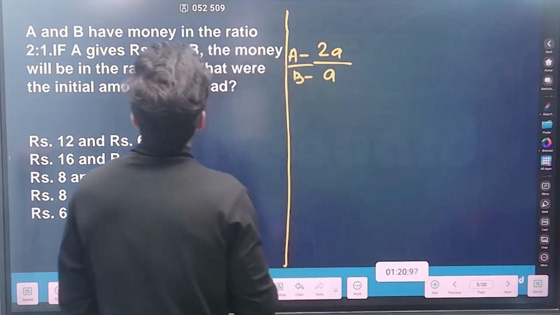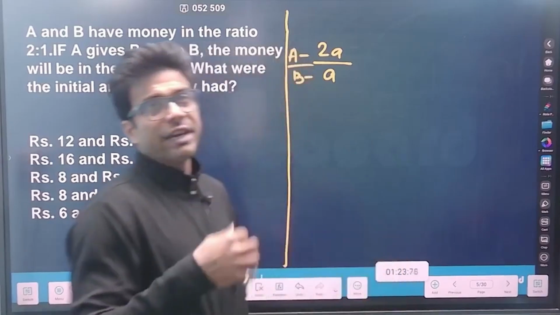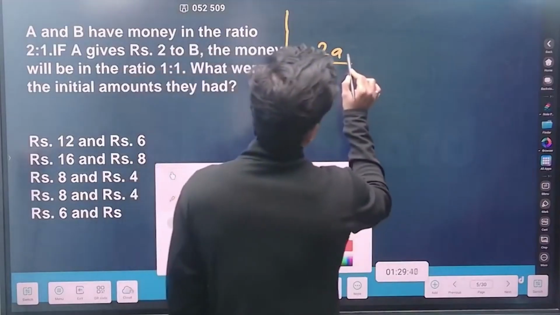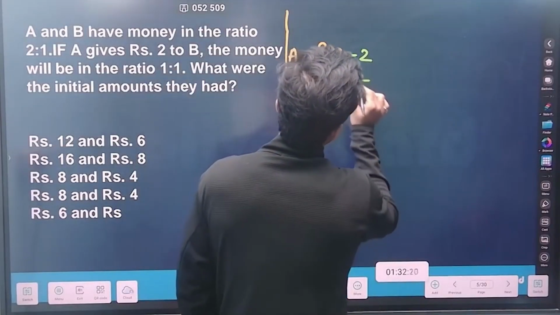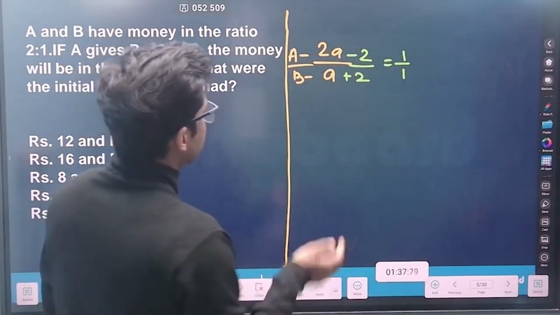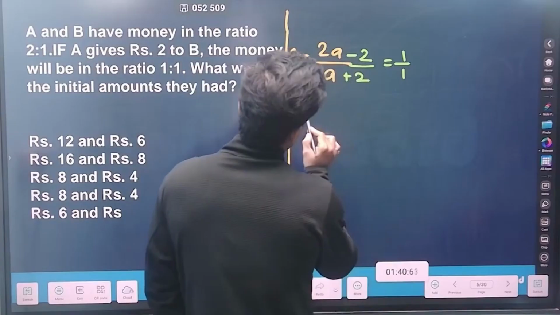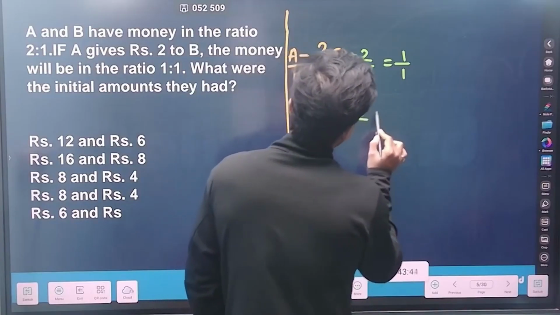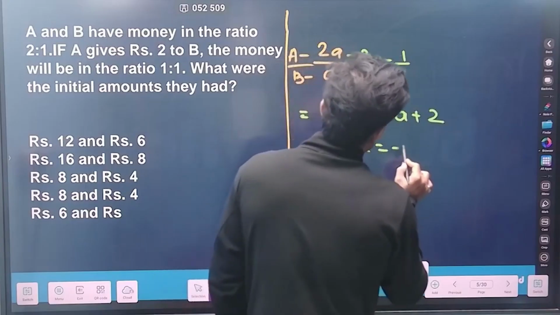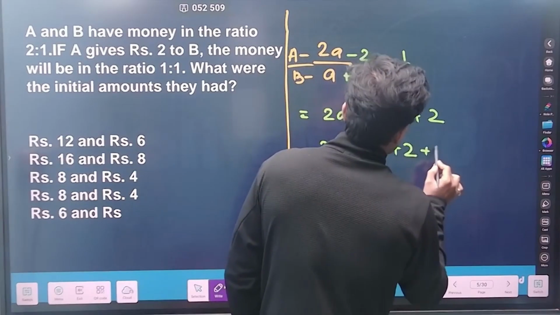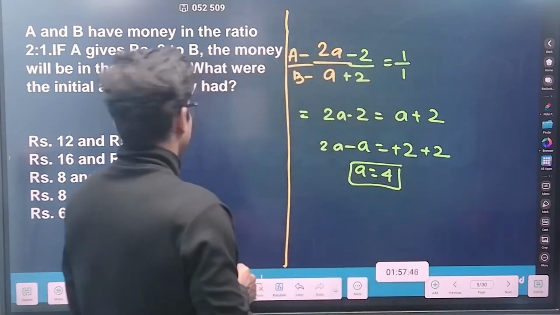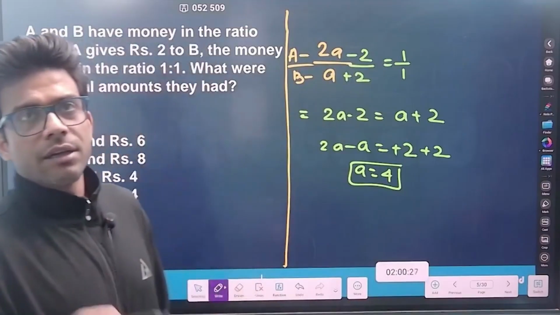Correct, na? Now, if A gives rupees 2 to B, if A is giving, then B is receiving. If A is giving, can I say this is the giving part, minus 2, and this is the adding part, plus 2? The ratio becomes 1:1. Correct, na? Now you need to cross multiply: 2A minus 2 is equal to A plus 2. From here, 2A minus A is equal to 2 plus 2, 4. So A is equal to 4, isn't it? I hope you are getting it.